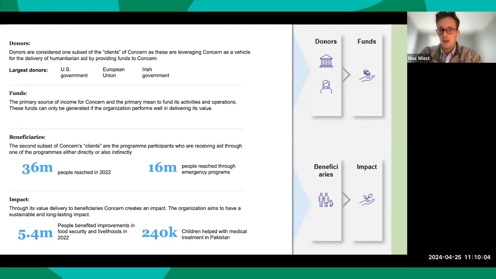And then the value that you generate, or the actual outcome that you generate from this kind of stakeholder group, are the funds, of course, that Concern uses for delivering its value and for funding its operations and activities. And then on the country level, obviously you have the beneficiaries and the program participants that actually benefit from Concern's activities. And what you create here as value is the impact: to bring people out of poverty, help them in emergency situations.